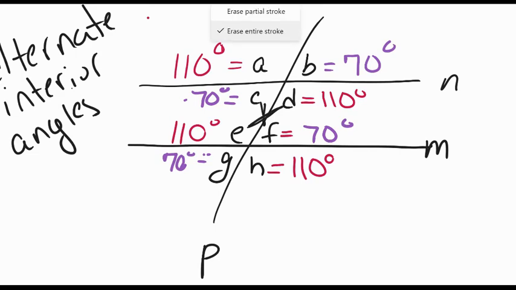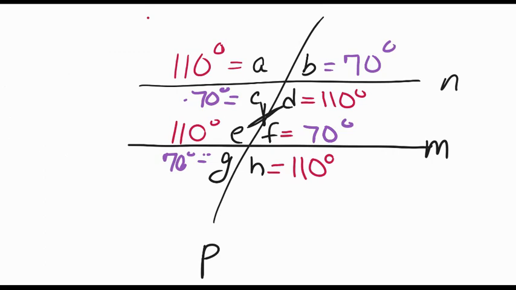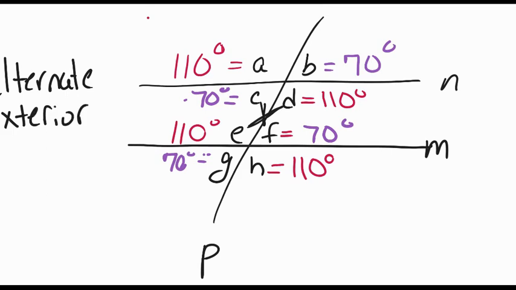And then the last thing we have to look at is alternate exterior. Alternate exterior angles are on the outside of the parallel lines, so A and B and G and H. And alternate means they're on the opposite side of the transversal. So we have A and H would be alternate exterior, and they would also be congruent. So A and H would have the same degrees, and you can see that's the case. So those are our alternate exterior angles. Alternate exterior would be A and H and B and G.